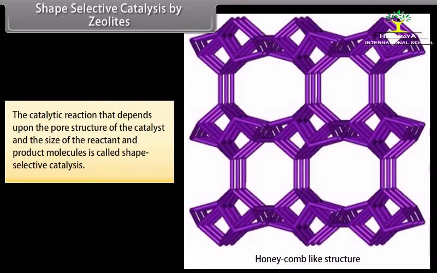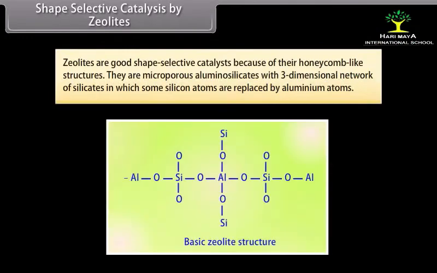Shape selective catalysis by zeolites. The catalytic reaction that depends upon the pore structure of the catalyst and the size of the reactant and product molecules is called shape selective catalysis. Zeolites are good shape selective catalysts because of their honeycomb-like structures.